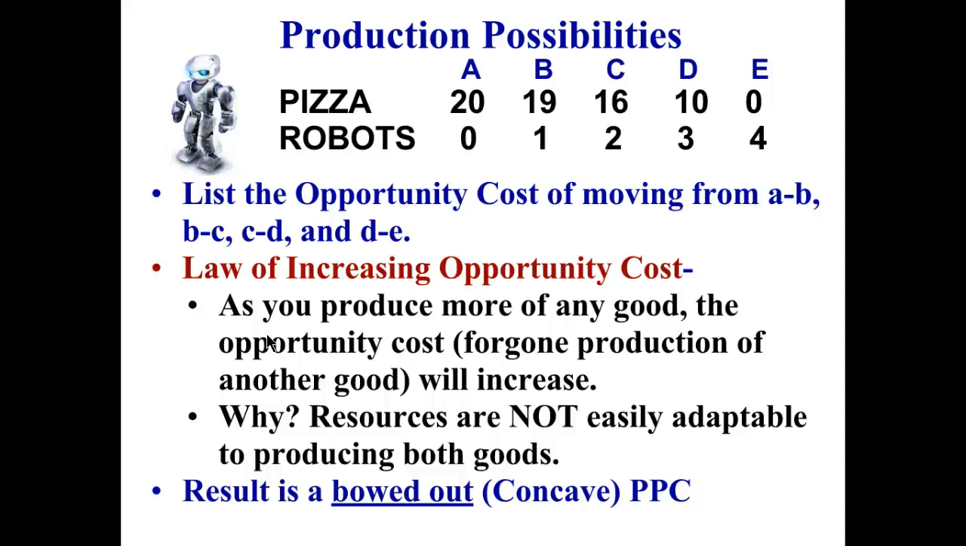So that's telling us, as an economist, that these resources are not easily adaptable to producing both of those goods. So pizzas and robots, that kind of makes sense when you think about it. So it will result in what's called a concave, or bowed out, production possibilities curve.